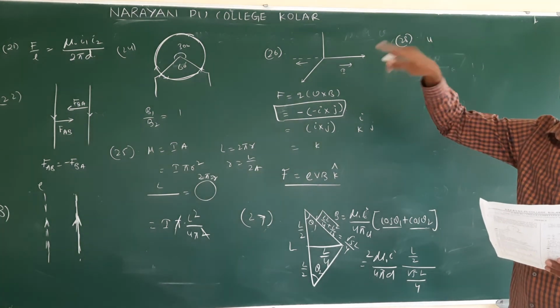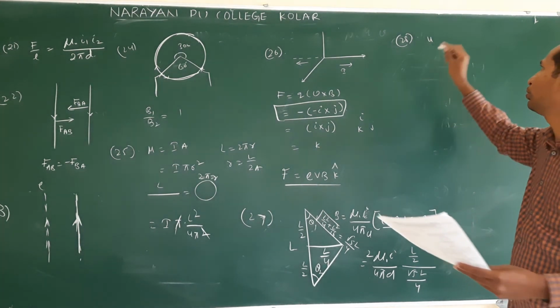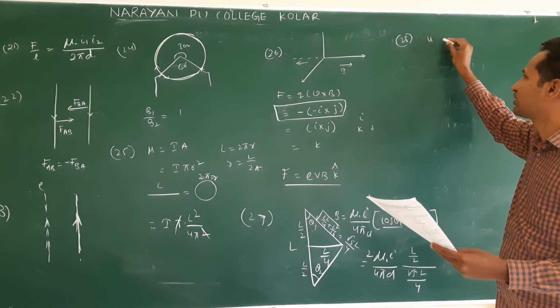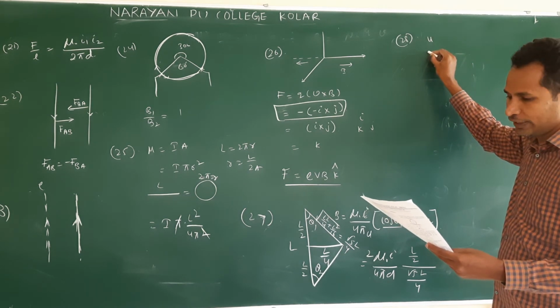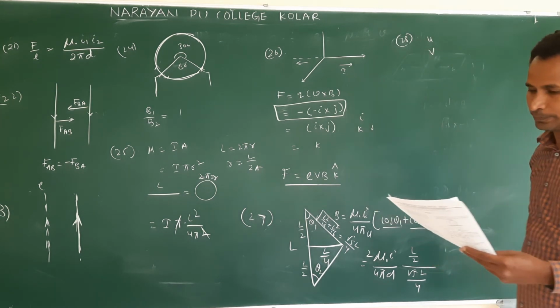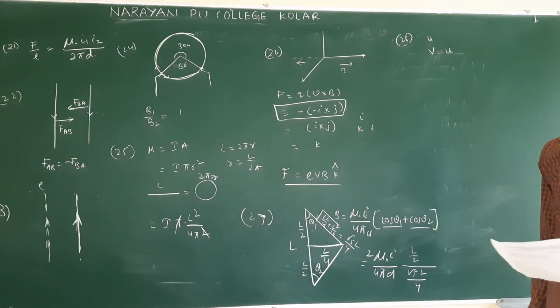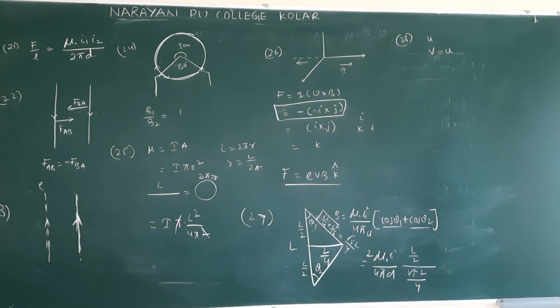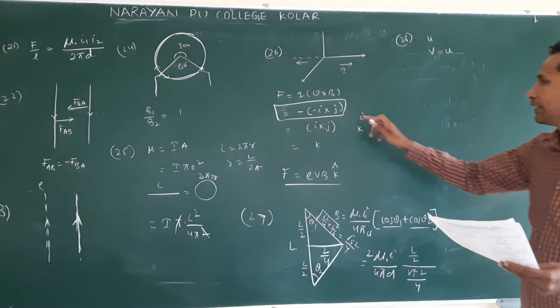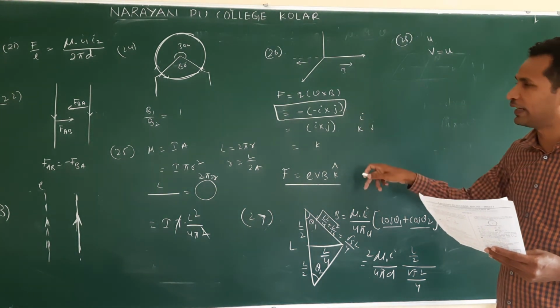Direction changes. It takes a circular path. So velocity does not change, so the final velocity will be u only. Clear? So v is equal to u because velocity does not change. Next we need to find which direction it deflects, positive y-axis or negative y-axis.